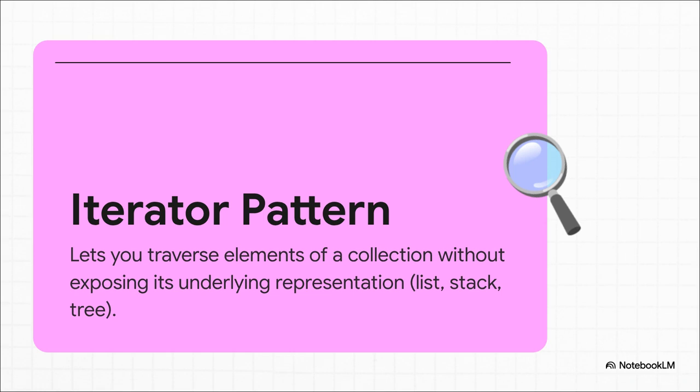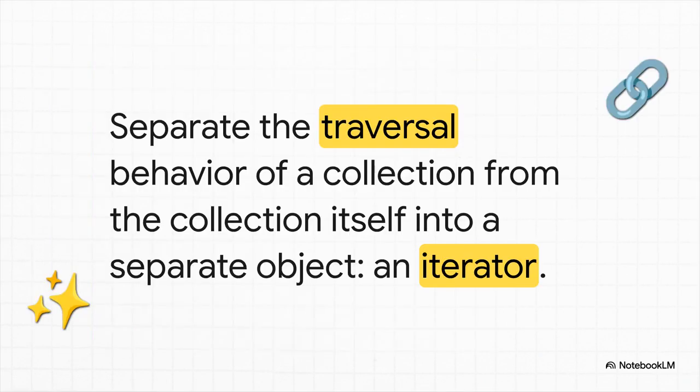Here's the classic definition, straight from the legendary Gang of Four book on design patterns. The key phrase, the real magic, is right there: without exposing its underlying representation. This means your code doesn't need to know or care if it's a list, a tree, or some other crazy structure. It just needs a simple, consistent way to ask, okay, what's the next item? The core idea here is so simple, it's brilliant.